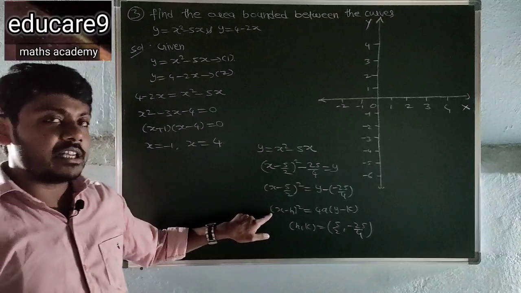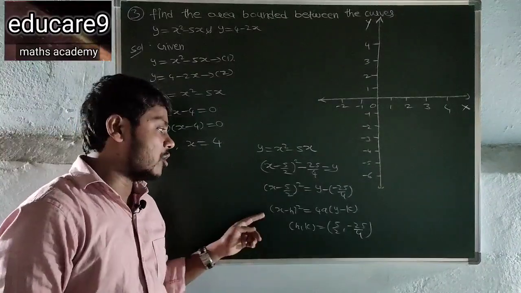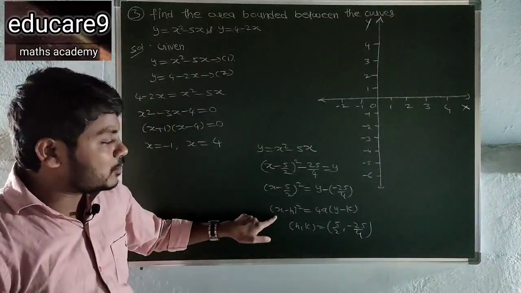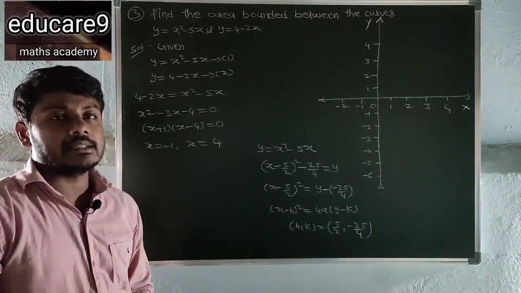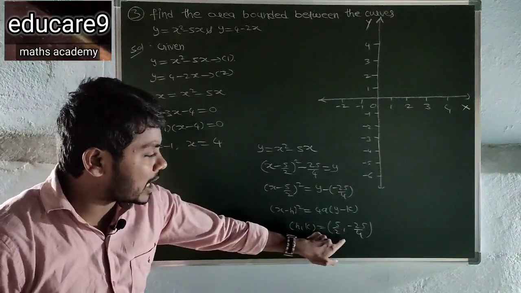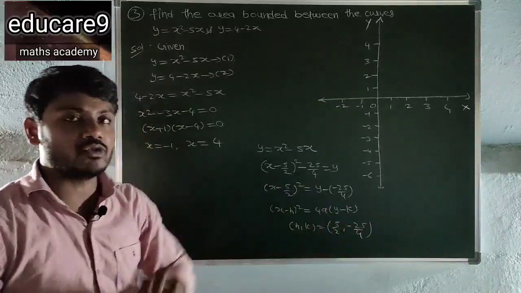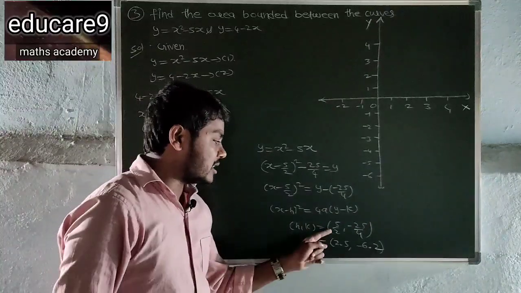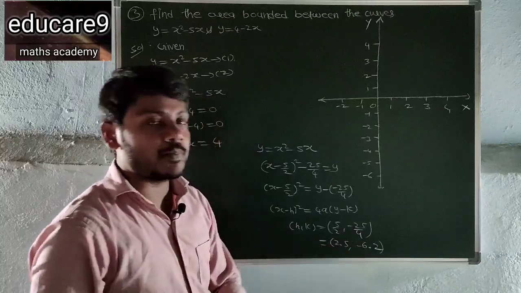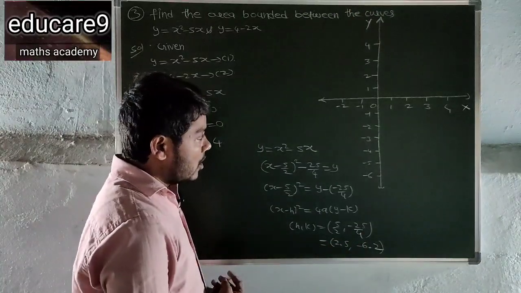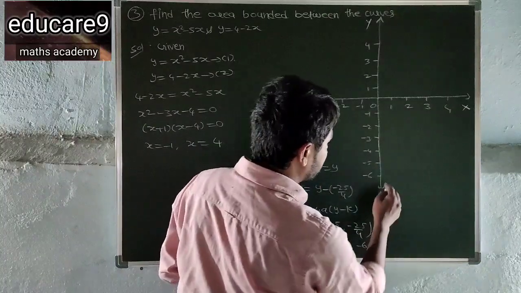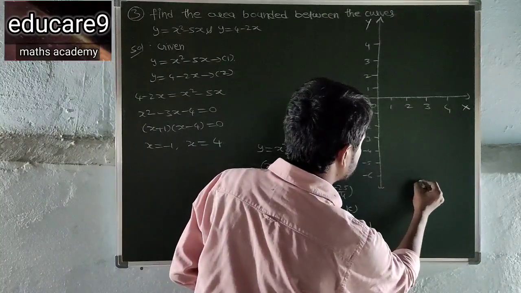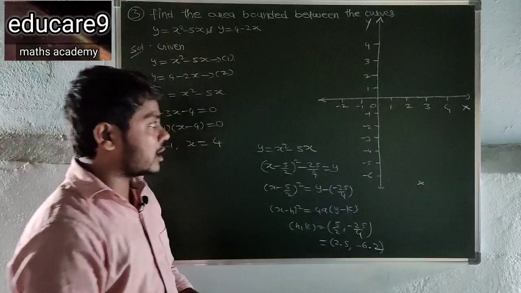Now clearly, this equation represents a parabola, and this parabola opens toward the positive y-axis side. And what is the center of this parabola? 5 by 2 comma minus 25 by 4. So clearly this is 2.5 comma minus 6.2. Now 2.5, so this one. Next minus 6 point something, so this one. So this is the center of the parabola.